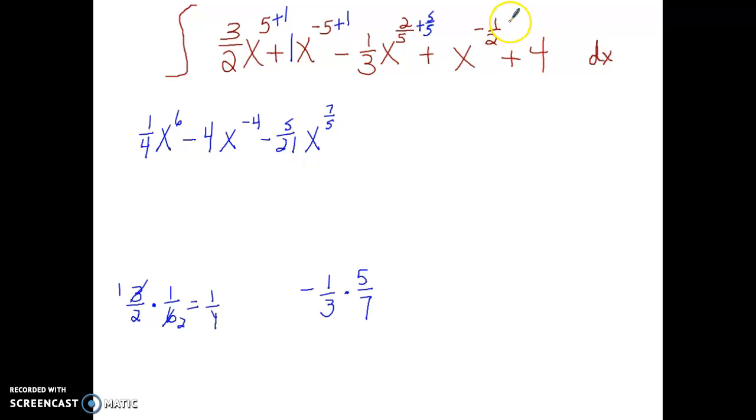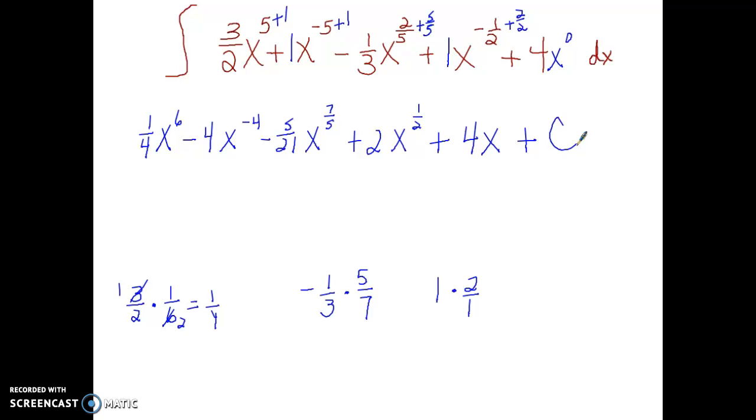My fourth term, also a fraction, so I'm going to add 2/2. My new exponent will be a +1/2. And when I take the coefficient of 1 divided by 1/2, so 1 divided by 1/2 is the same as multiplying by its reciprocal, which is 2/1. So I end up getting a +2 for my coefficient. And my last term would be 4x. And then once again, I do need to include that constant, so I'm going to put a +c.